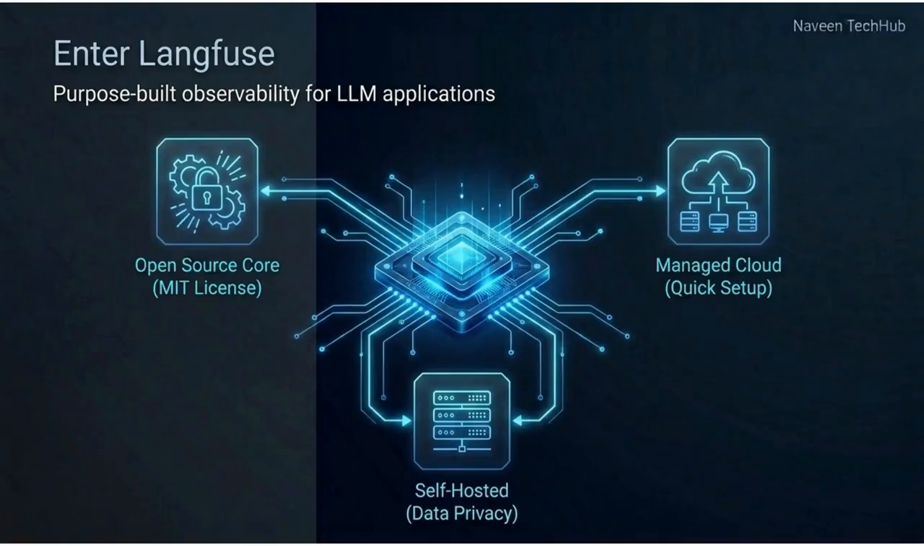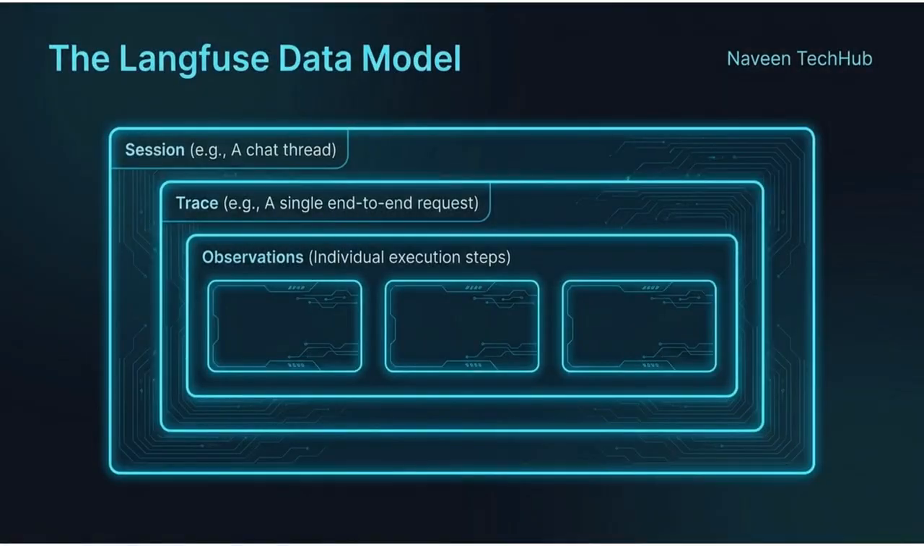But instead of focusing only on the product, let's understand its data model. Because once you understand the data model, the observability dashboard becomes much easier to understand. Langfuse organizes information in a hierarchy. At the top, we have a session. A session can represent something like an entire chat thread containing multiple user interactions.